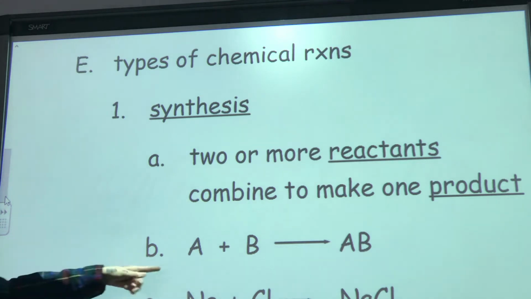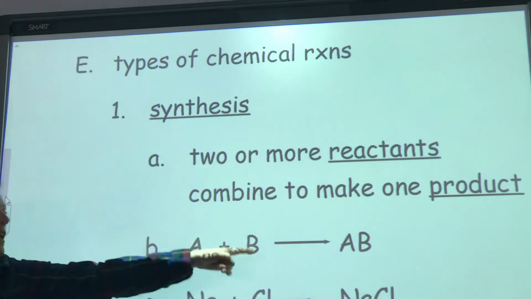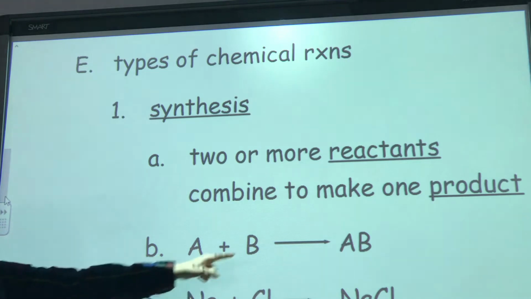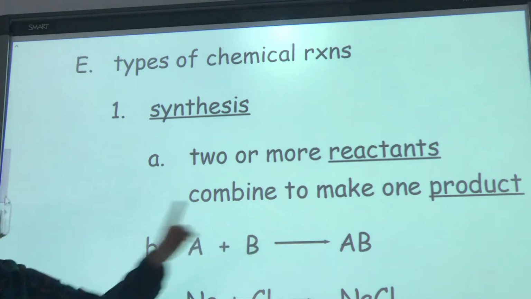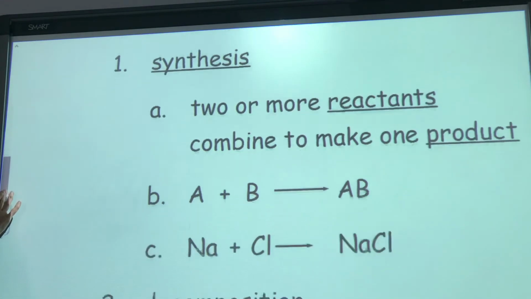Okay, so we have some reactant A combined with some reactant B, and it gives product AB stuck together, a chemical bond formed. All right, here is an actual example of that. When we add sodium and chlorine together, we get sodium chloride, which is, by the way, table salt. Synthesis or combination reactions always have just one product. One product. That's how you know you're looking at a synthesis or combination reaction.